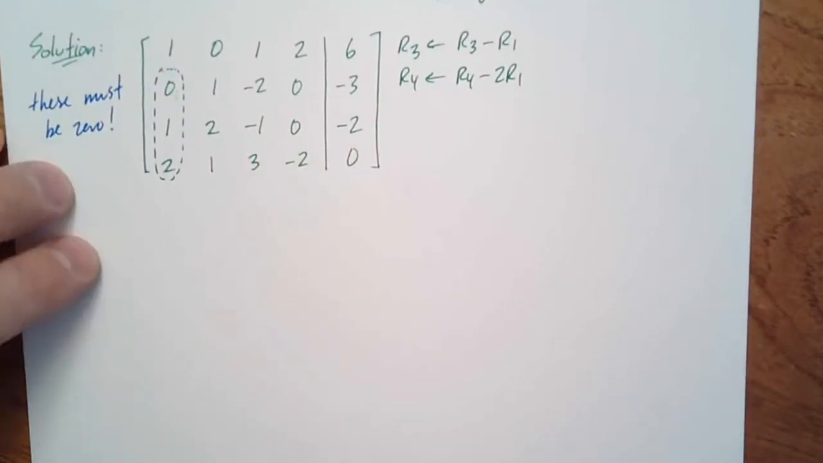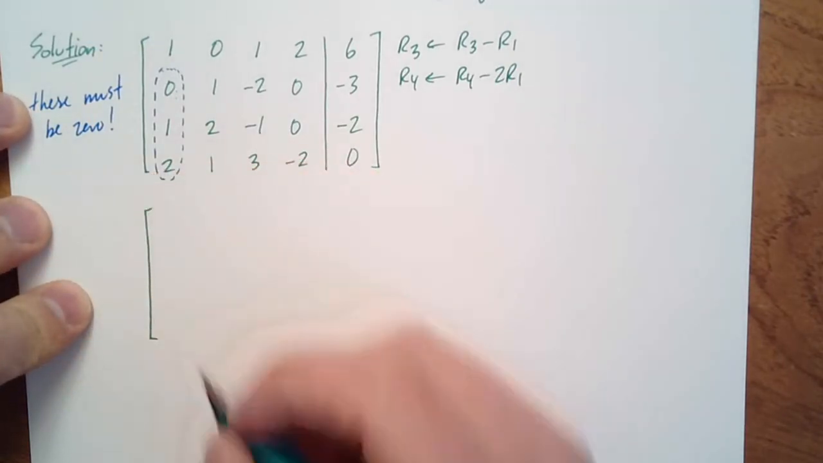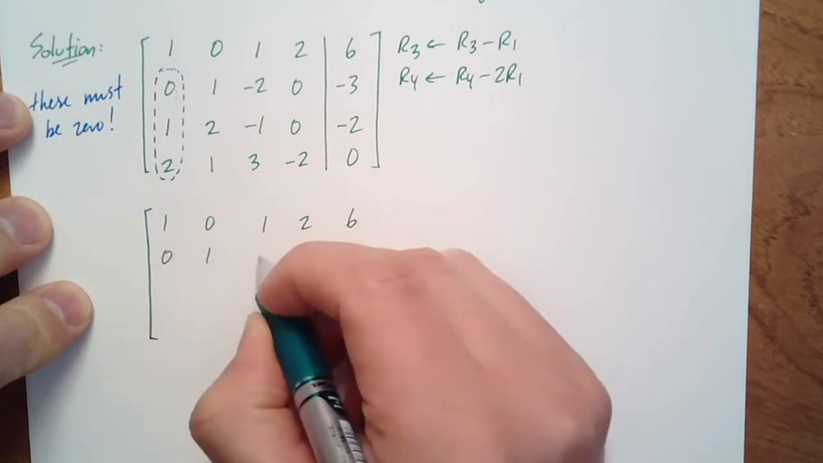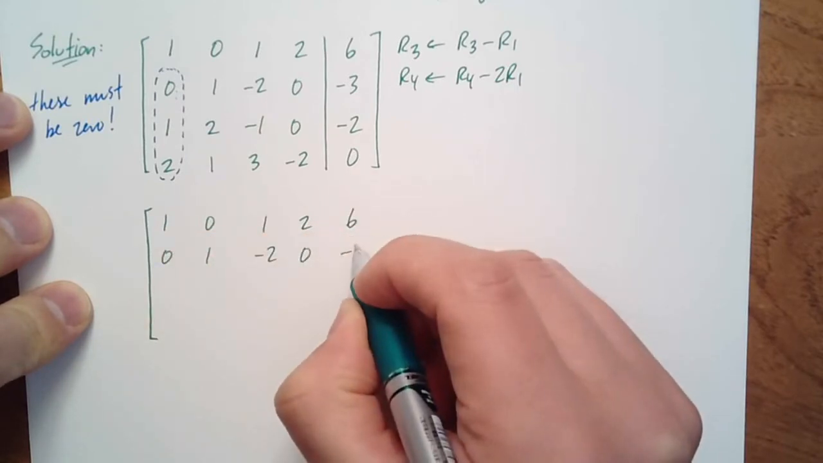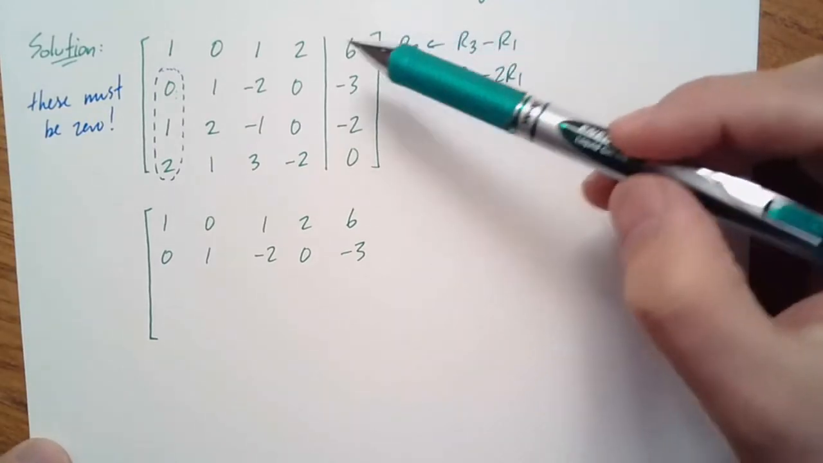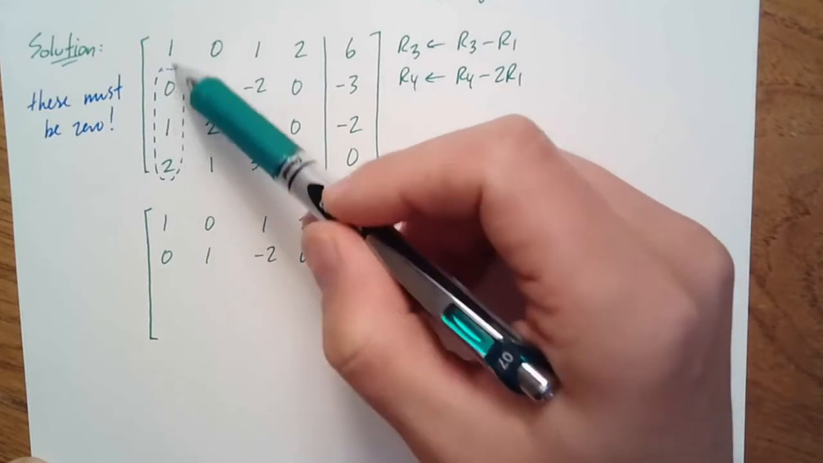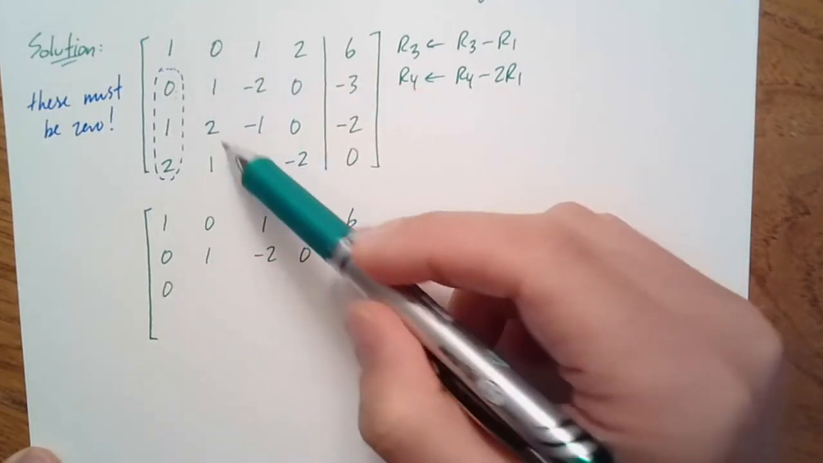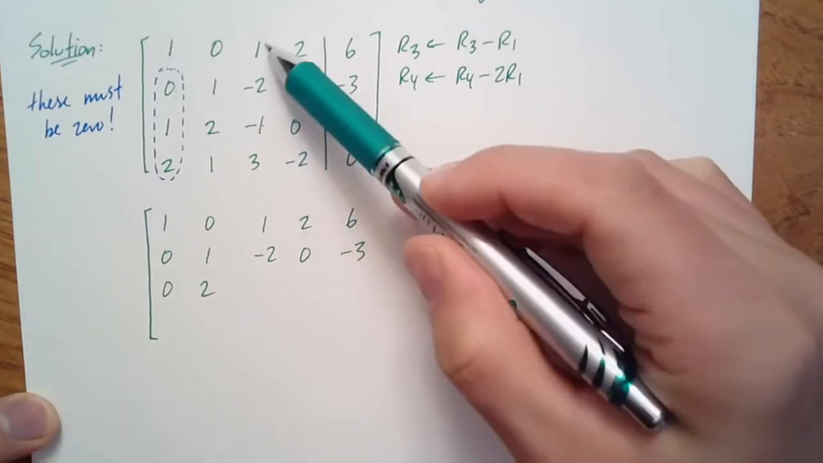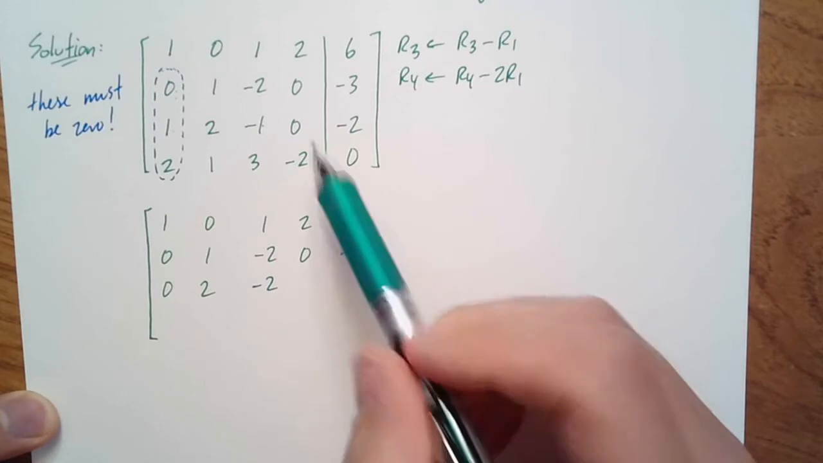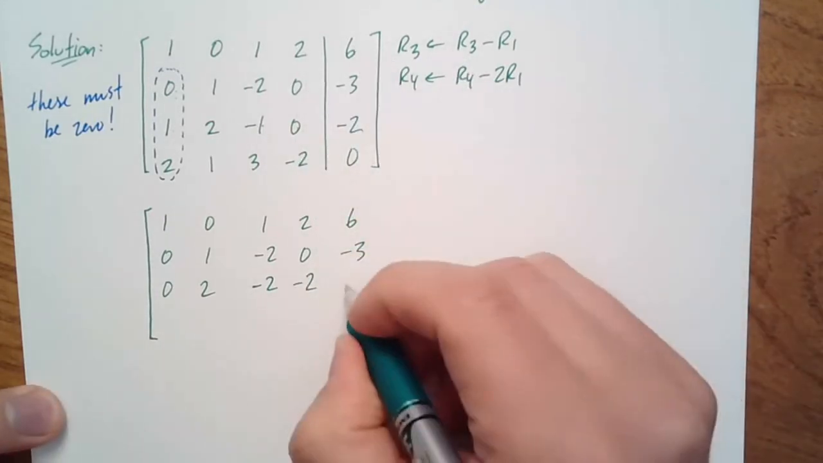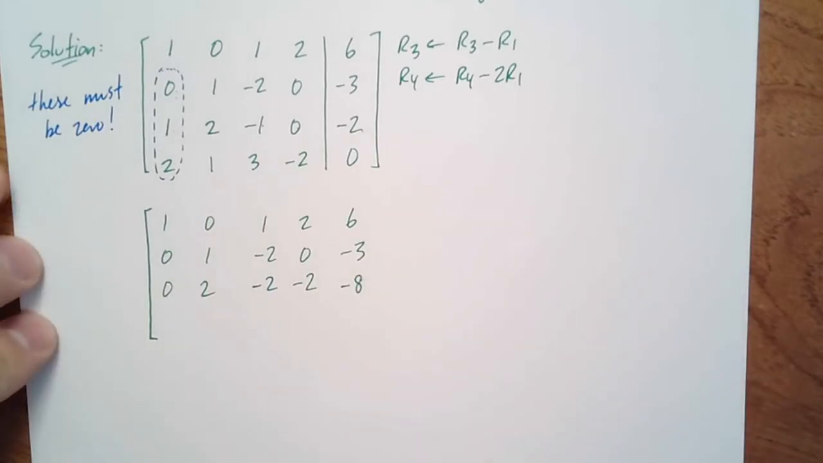So what will that get us? First 2 rows won't change, so let's start with that. 1, 0, 1, 2, 6, and 0, 1, negative 2, 0, and negative 3. So those 2 rows will be exactly the same. Now the third row, what are we doing? Subtracting the first row. So 1 minus 1 will be 0. 2 minus 0 is going to be 2. Negative 1 minus 1 will be negative 2. 0 minus 2, again, will be negative 2. And then we've got negative 2 minus 6, which will be negative 8. So that's our third row.